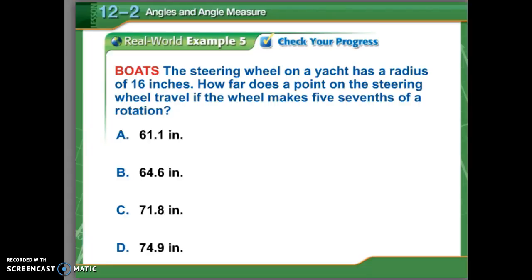And real quick, we're going to take a look at a check your progress problem. This says the steering wheel on a yacht has a radius of 16 inches. How far does a point on the steering wheel travel if it makes 5/7 of a rotation? So follow the same process from example 5, work your answer out on your classwork page, and then select your answer from here. And once you've done that, we are done with Unit 4, Lesson 2.